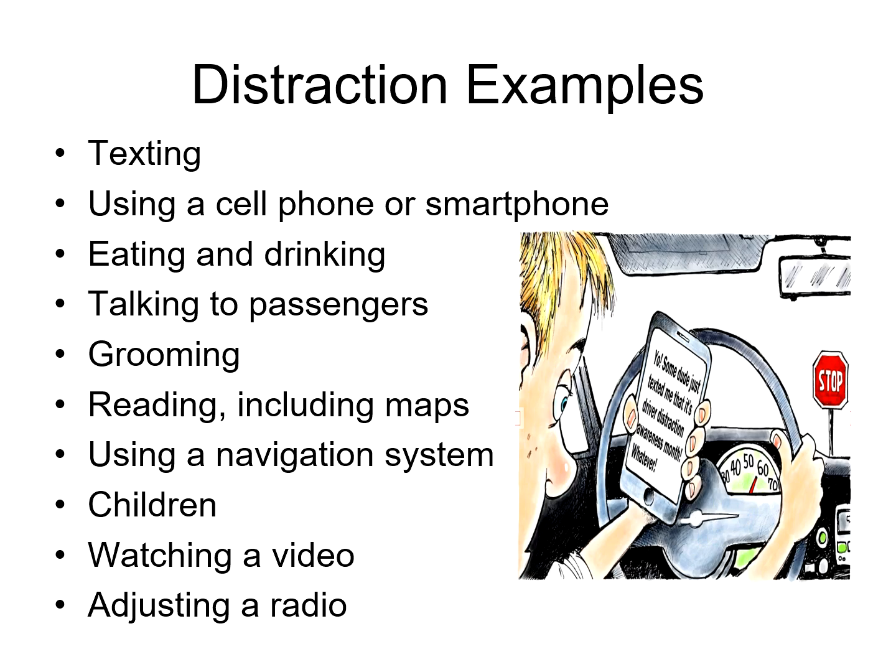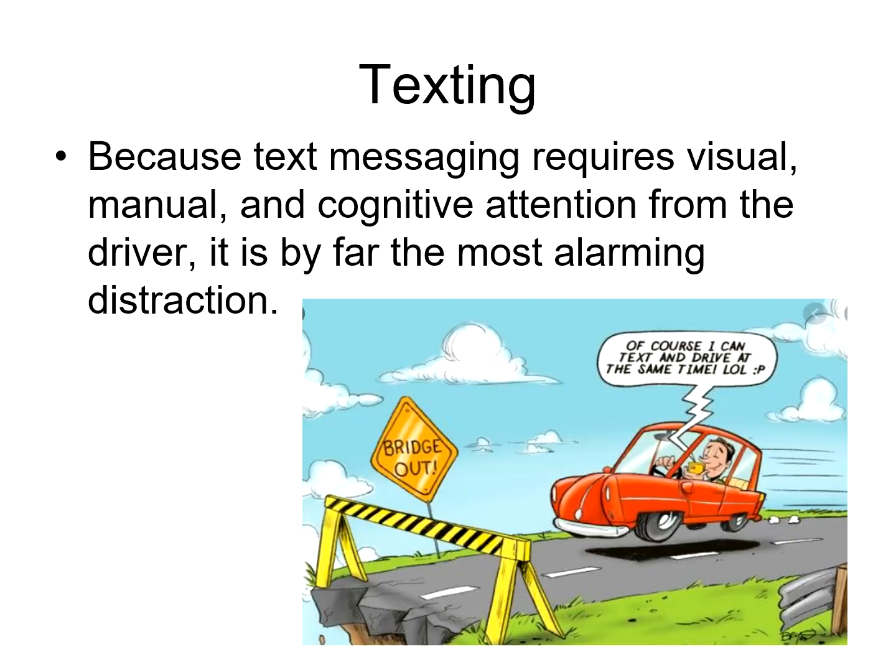Distraction examples: texting, using a cell phone or smartphone, eating and drinking, talking to passengers, grooming, reading, including maps, using a navigation system, children watching a video, adjusting a radio. Texting. Because text messaging requires visual, manual, and cognitive attention from the driver, it is by far the most alarming distraction.